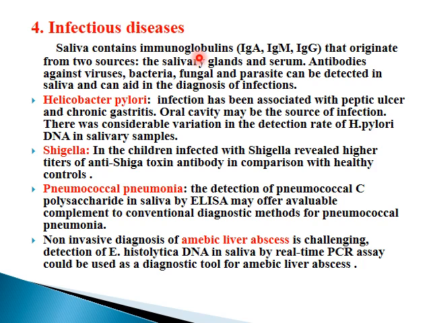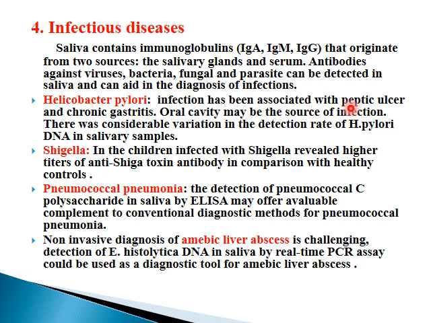Another condition is infectious diseases. Saliva contains immunoglobulins like IgA, IgM, and IgG that originate from two sources, from the salivary gland and from serum. Antibodies against viruses, bacteria, fungi, and parasites can be detected in saliva and can aid in the diagnosis of infections.